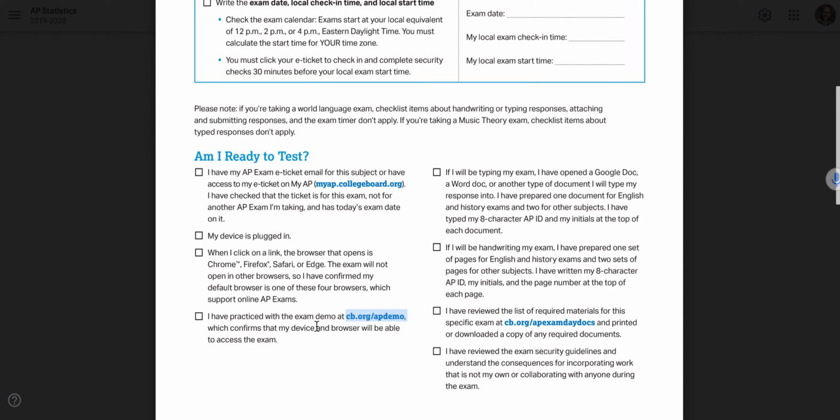A couple things on those. You're going to need to write that 8-digit ID along with your initials, along with the page number. After doing a couple of practice exams, I think you're going to probably need 4 to 6 pieces of paper to do this whole exam. And, ahead of time, write your ID and your initials and your page number on each of these things, and just get them ready before you start.